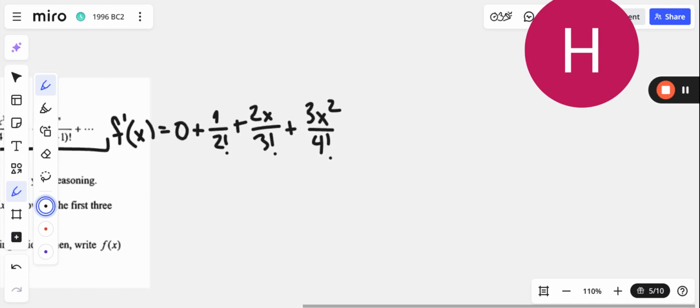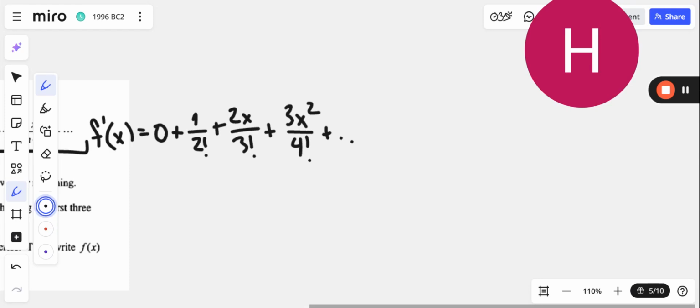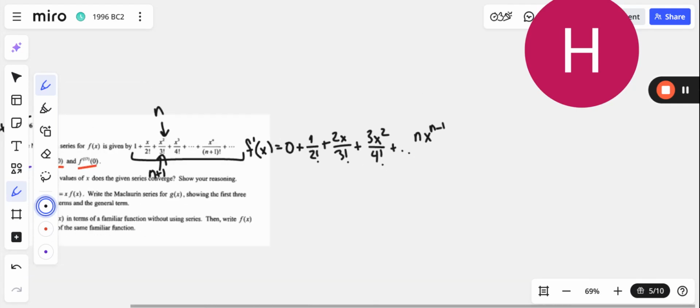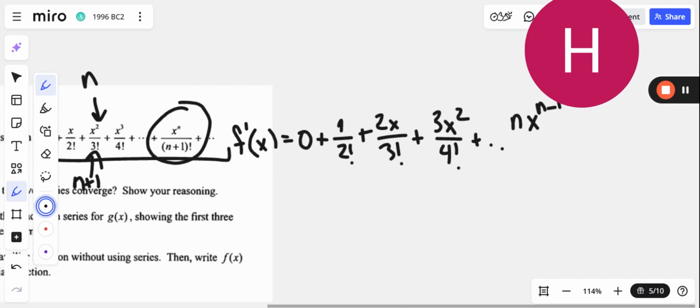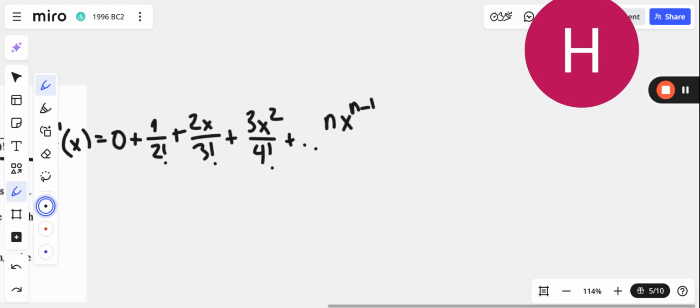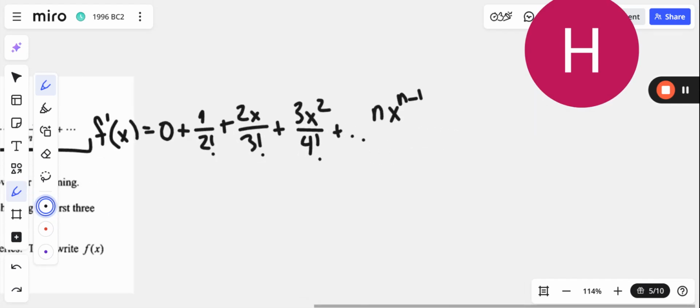Now, not that I have to write all of these out, but the terms are going to look like this: n x to the n minus 1, which is basically just the power rule, the derivative of that term, and then still over n plus 1 factorial.